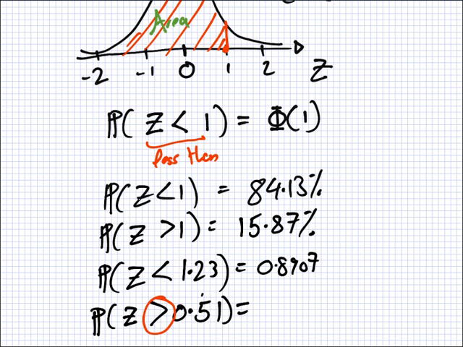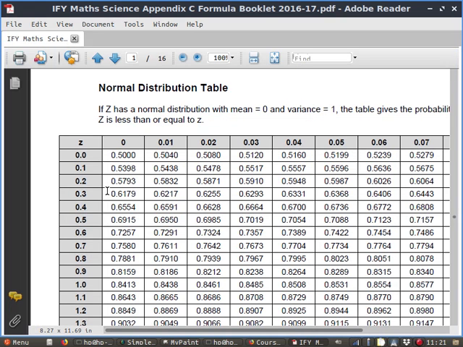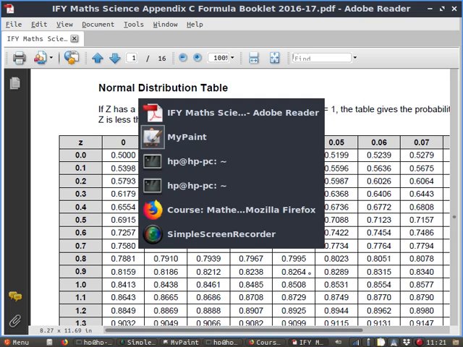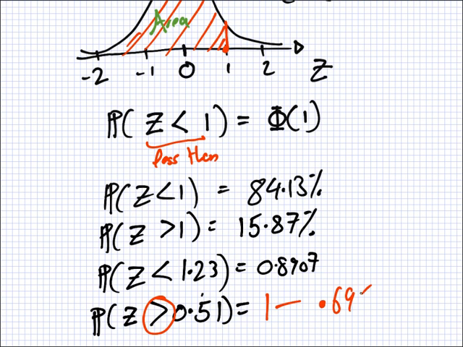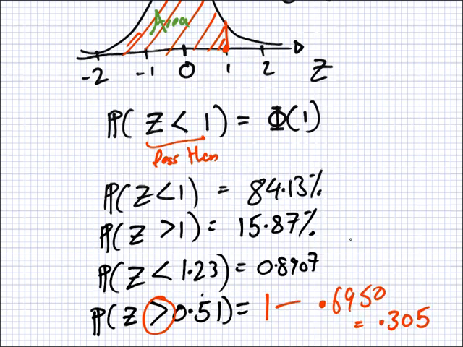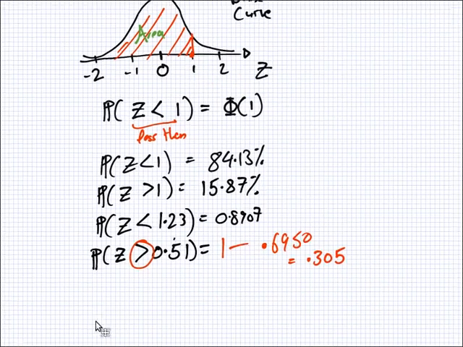You got that? So it's going to be 1 minus, and then if I look here, 0.51 is this one here, 0.6950. So what's that? 0.305? Yep. About 31%.